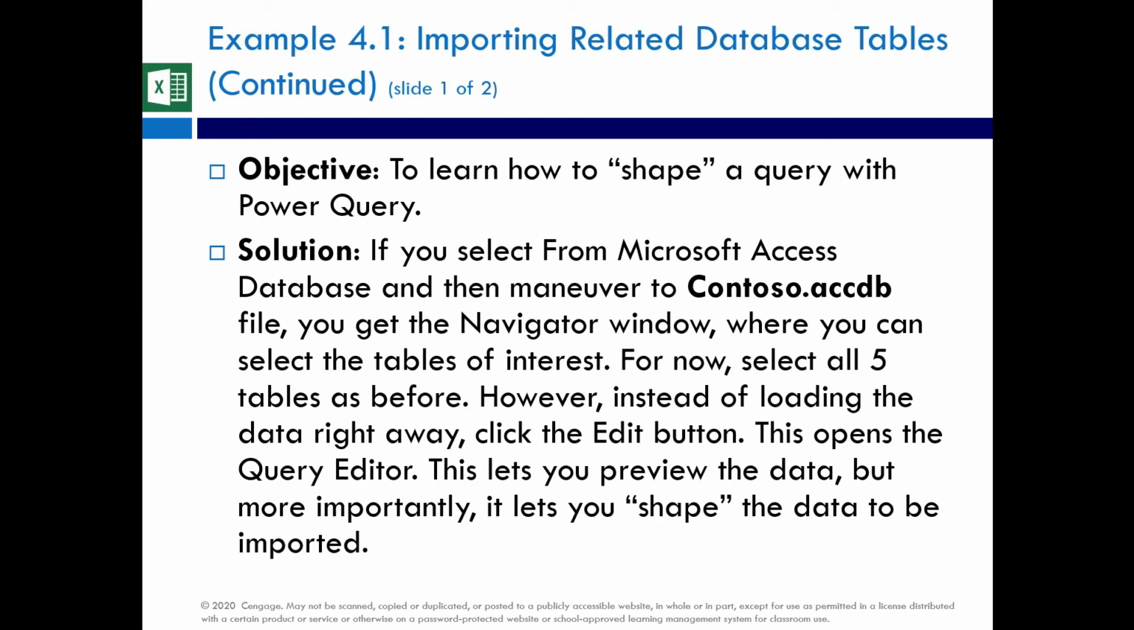Importing a relational database. Objective: to learn how to shape a query with Power Query. Solution: if you select From Microsoft Access Database and then maneuver to the Contoso database file, you get the Navigator where you can select the table of interest. For now, select all 5 tables as before. However, instead of loading the data right away, click the Edit button.